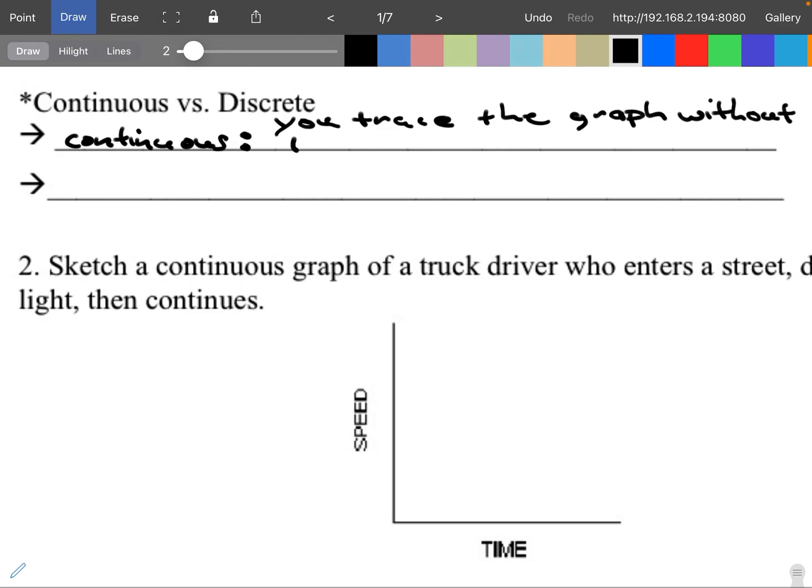So, all right, so I should say you can trace the graph without lifting your pencil.